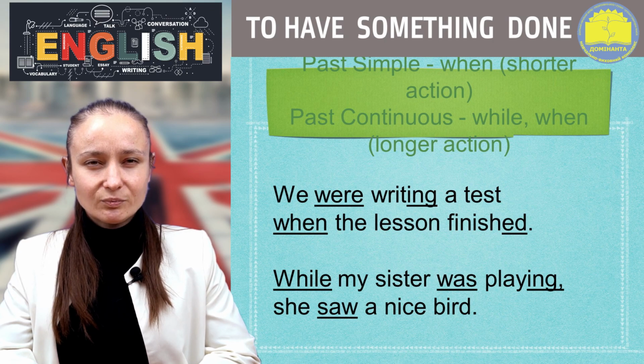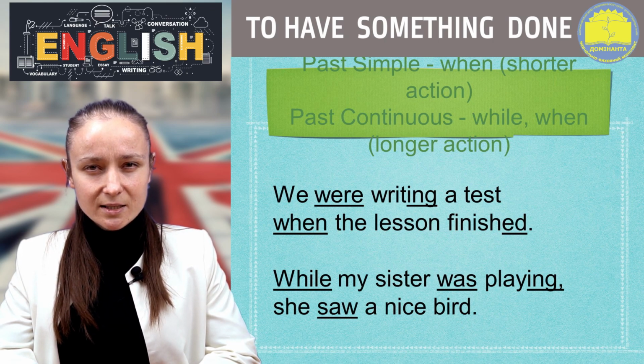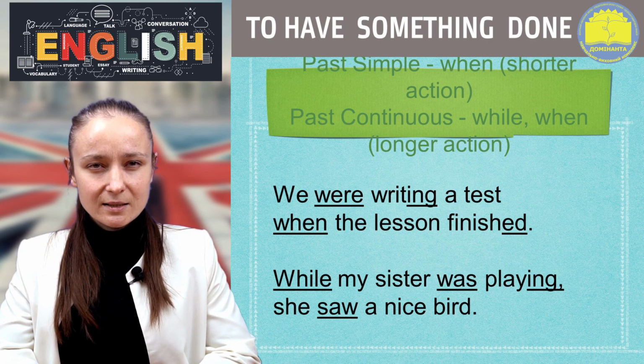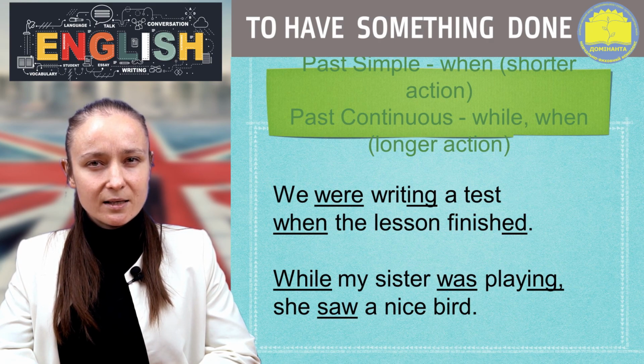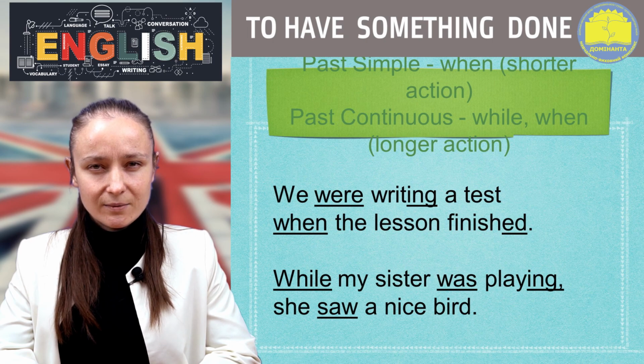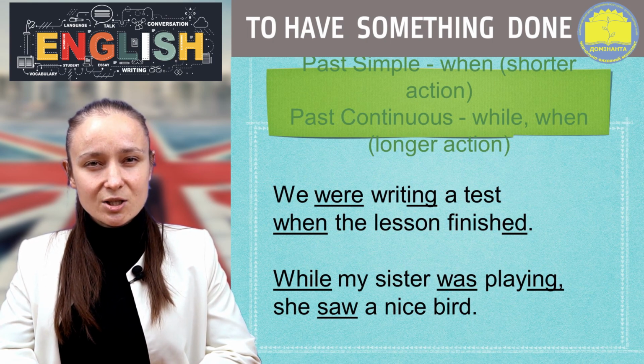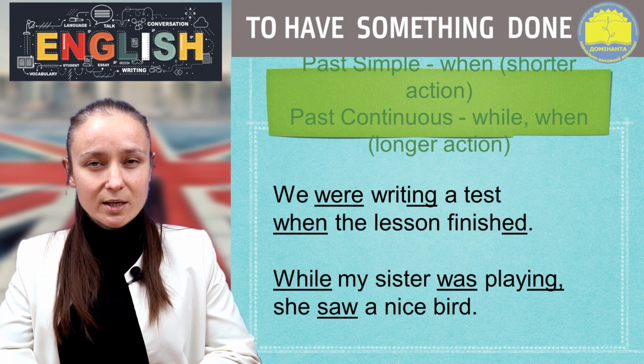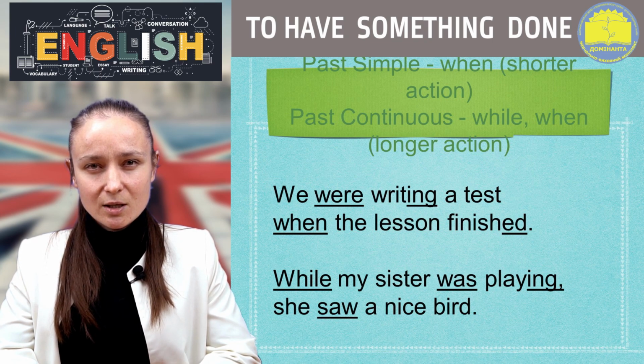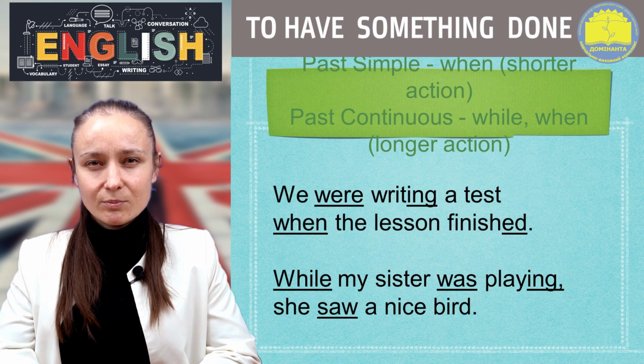For example, we were writing a test when the lesson finished. We were writing is a longer action, which was in progress and it was interrupted or stopped. That's why we use the past continuous tense here. The lesson finished is a shorter action which happened quickly and it interrupted another action. So in this case, we use the past simple tense.